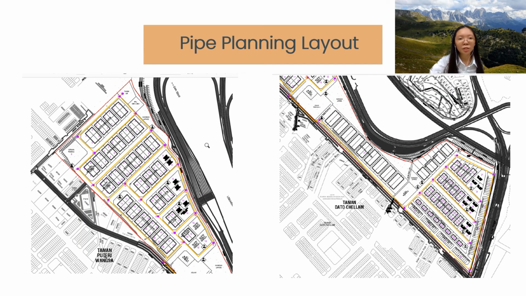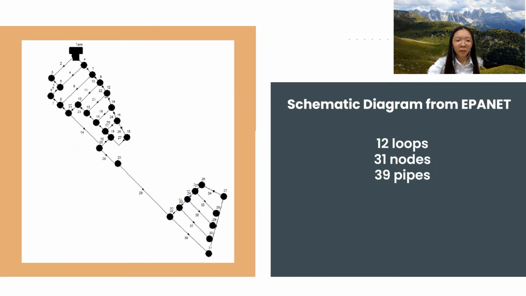This figure shows the pipe planning layout for the whole project area. The left-hand side is the upper part, while the right-hand side is the lower part of the project area. There is a total of 12 loops, 31 knots, and 39 pipes proposed for the project area. By using the ePlanet software, we can determine the velocity, flow rate, and pressure head of the water distribution network easily.